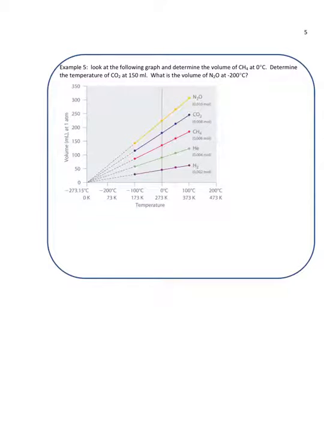So if we look at our graph here, we see that on the temperature axis, 0 degrees Celsius is here. Okay, CH4, oops, my line is a little bit over. I'm going to erase this and redraw. There we go. CH4 at 0 degrees Celsius, the volume, we are going to trace this over. We see that that red dot is just a little bit below 150. So I would guess that this is approximately 140 milliliters at 0 degrees Celsius.